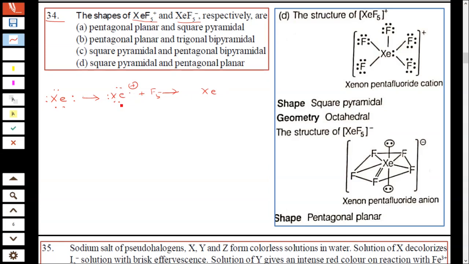This has 1, 2, 3, 4, 5 fluorines: 4 equatorial fluorines and 1 axial fluorine, and 1 lone pair. So totally 5, 6, so 6 electron pairs around xenon. Now this is a square pyramidal structure. This is a square pyramid.